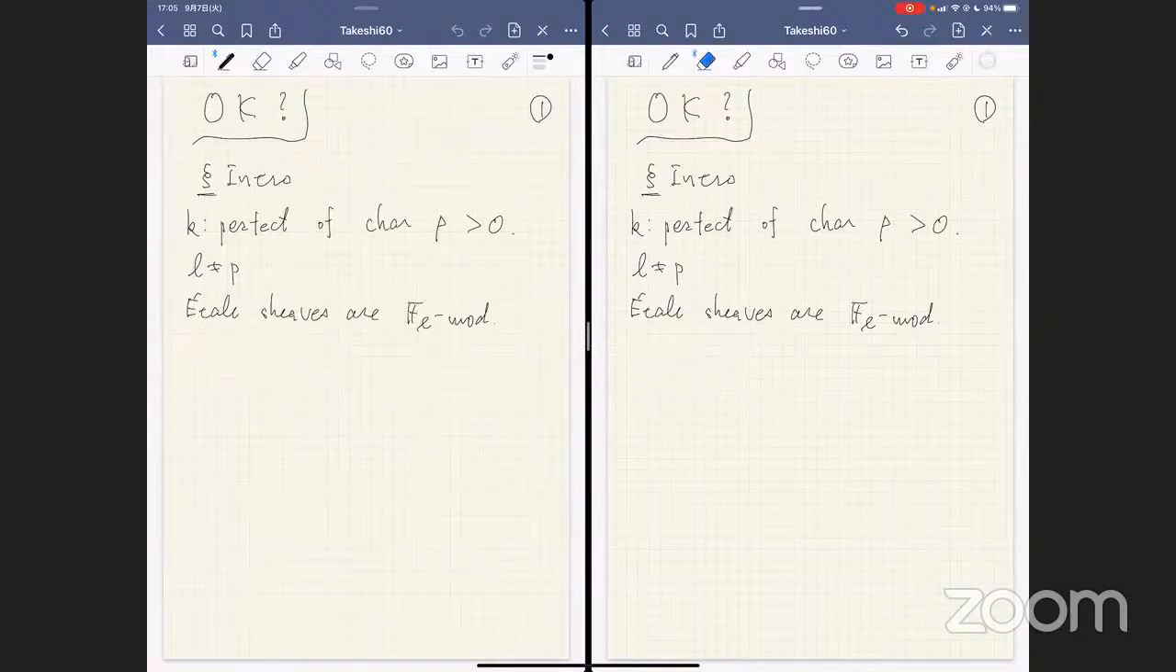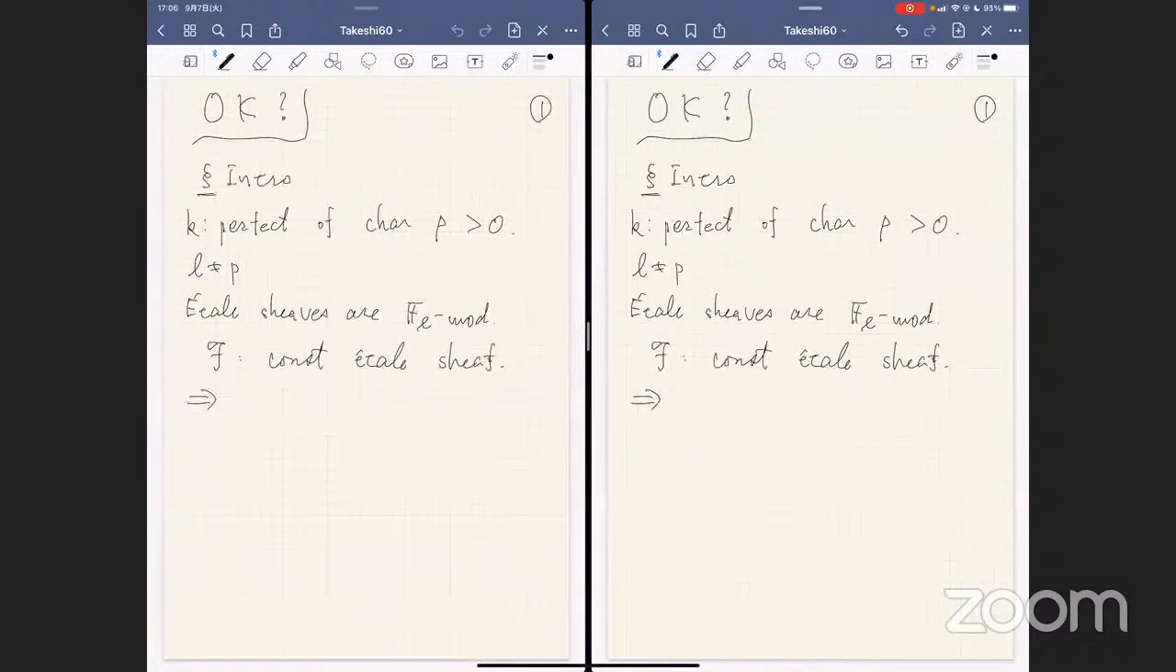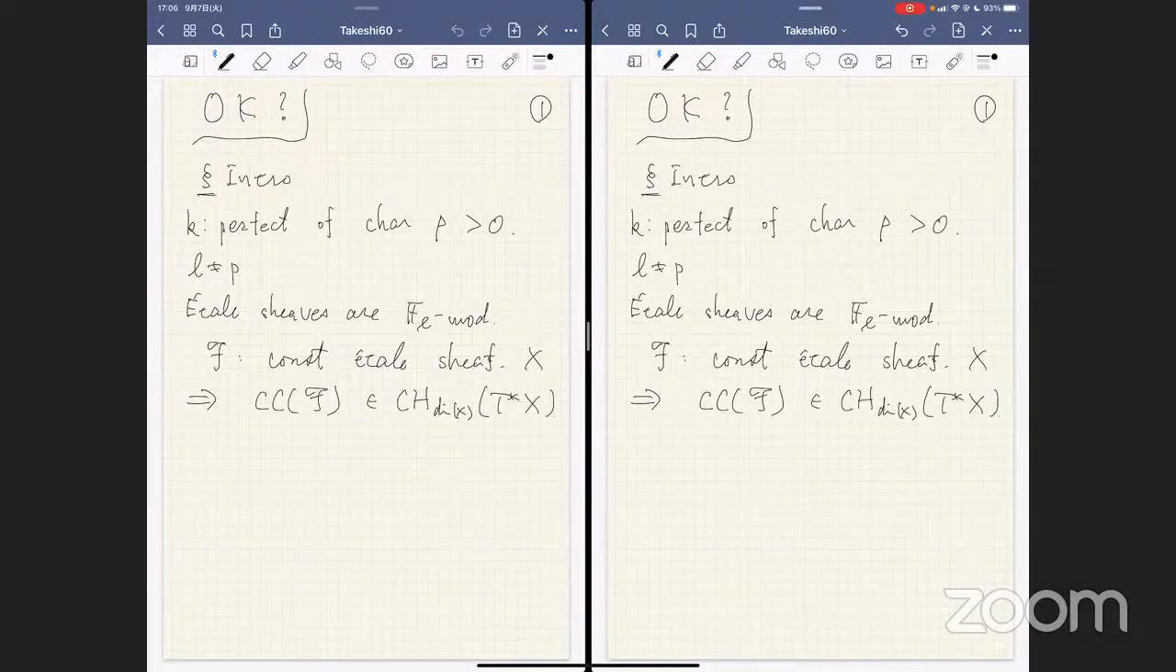When I'm given some étale sheaf, or constructible complex of étale sheaves, as you know, Takeshi defined the characteristic cycle over X, which is smooth. This sits inside the Chow group of dimension dim X, the middle dimension, of T*X. So this is one of the greatest achievements of Takeshi. He defined the so-called characteristic cycle, which encodes the data of ramification of that sheaf.